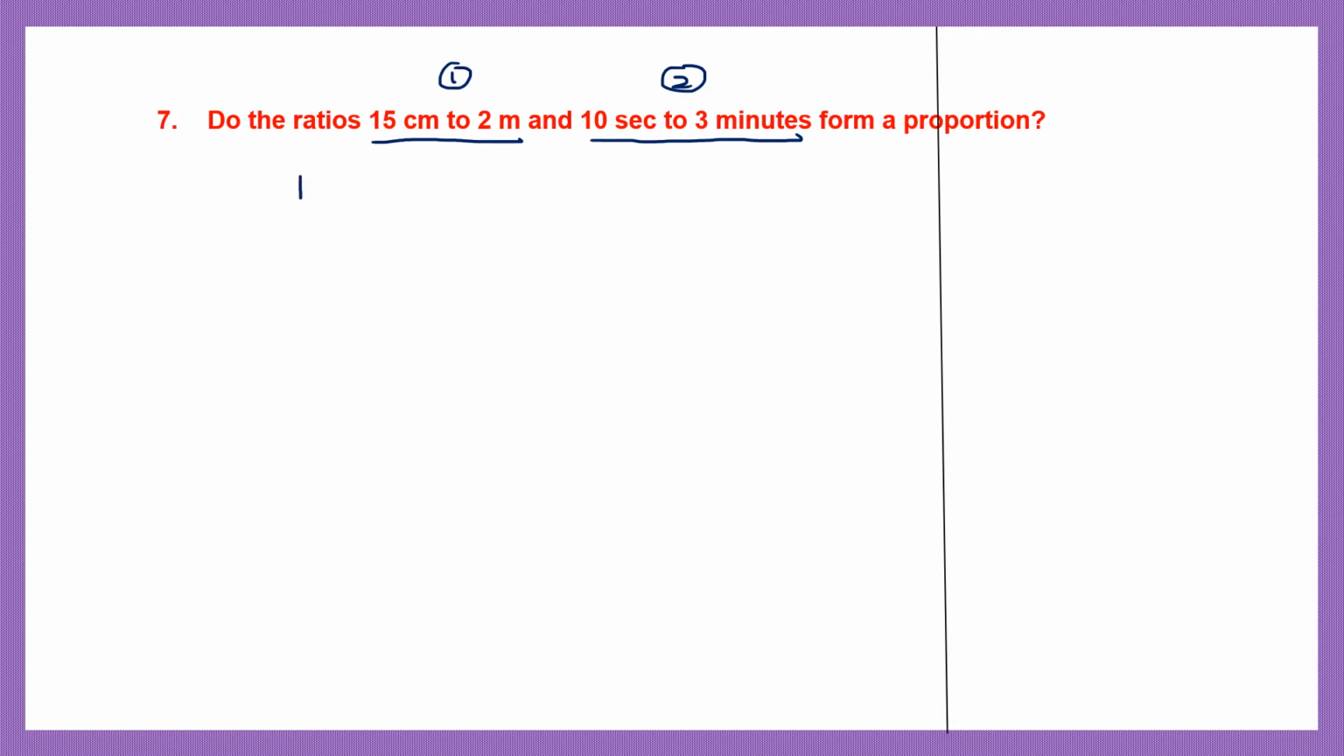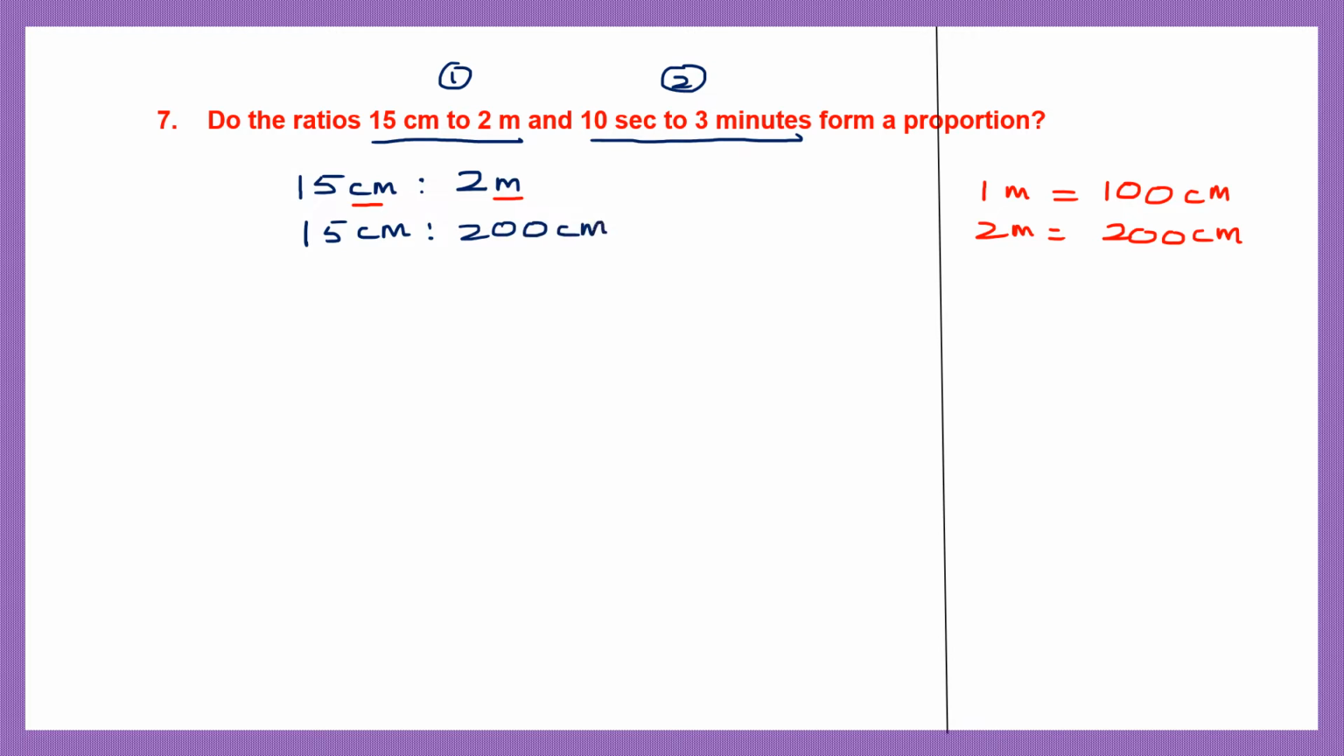So the first one here is 15 centimeters is to 2 meters. As you can see, the units are different, centimeters and meters. That means we need to convert them to the same unit first. So I'm going to convert 2 meters to centimeters. 1 meter is 100 centimeters. Therefore, 2 meters will be 100 into 2, 200 centimeters. So now I have 15 centimeters is to 200 centimeters. Now they are of the same unit. Now I can continue and get my final ratio.